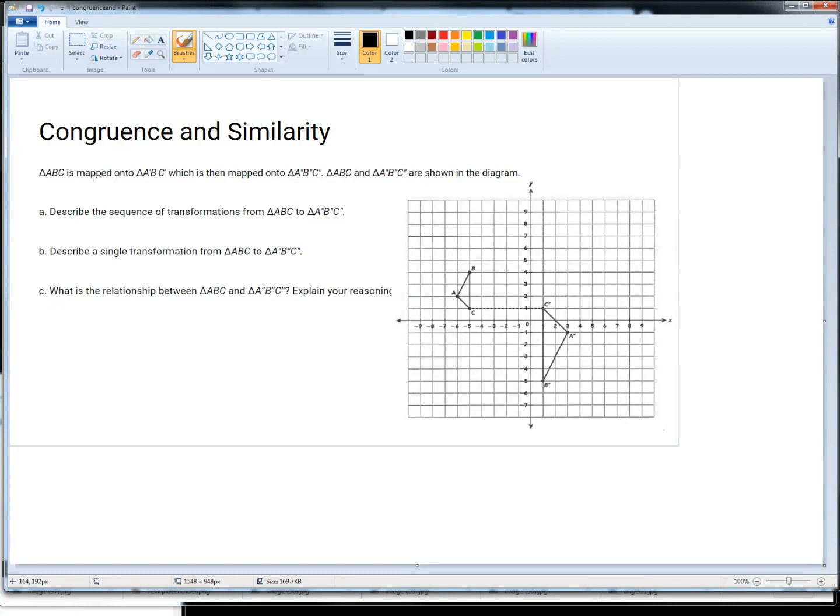Triangle ABC is mapped onto triangle A prime, B prime, C prime, which is then mapped onto triangle A double prime, B double prime, C double prime. Triangle ABC and triangle A double prime, B double prime, C double prime are shown in the diagram. So already we need to think to ourselves, what's missing? There is a missing triangle on this coordinate plane that is this middle one, A prime, B prime, C prime.